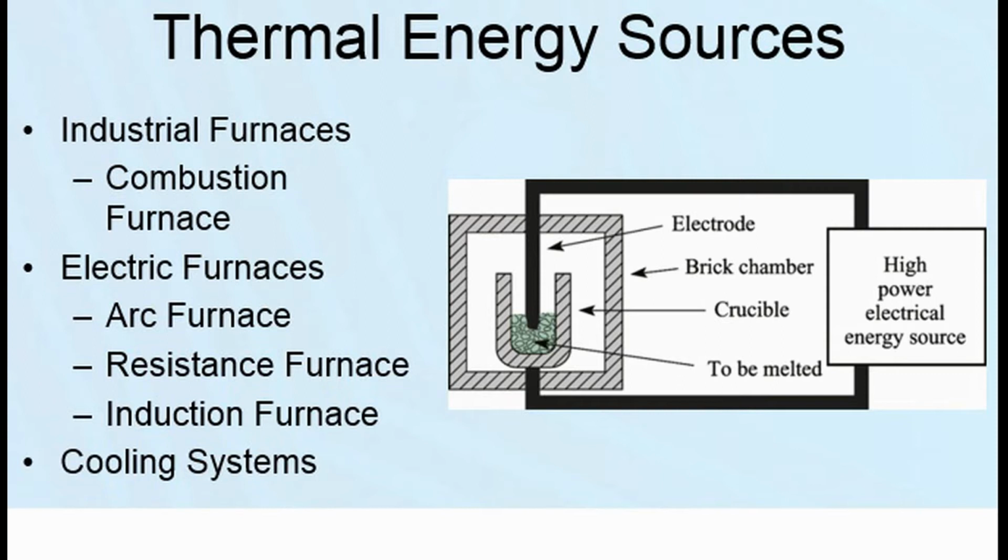When the diagram says high power electrical energy source, what they mean is we're going to take voltage and step it down to a very low level. That means the current will be very high, and it is the current that will produce very high heat.